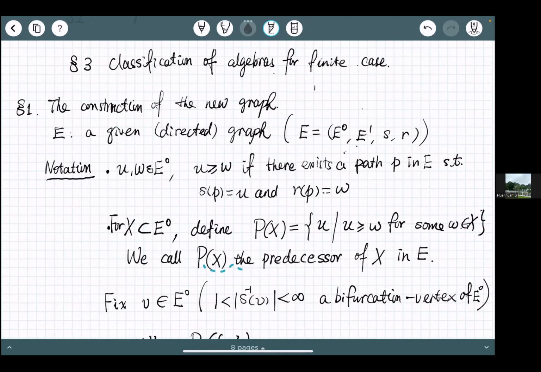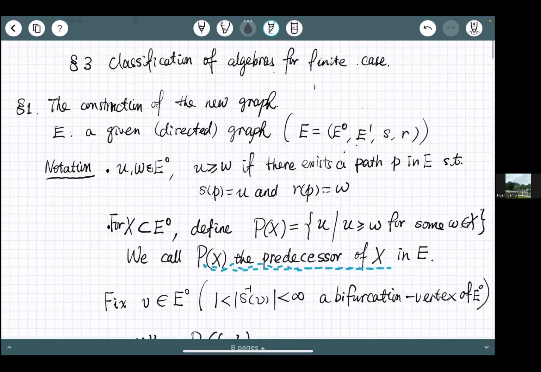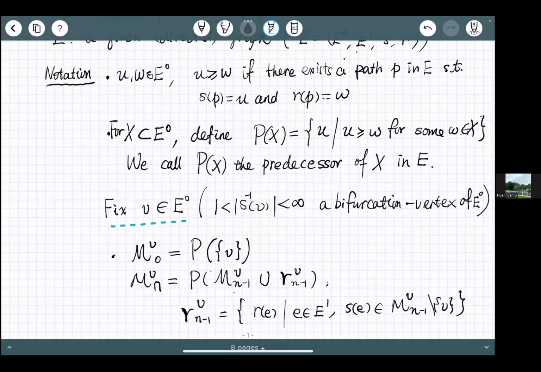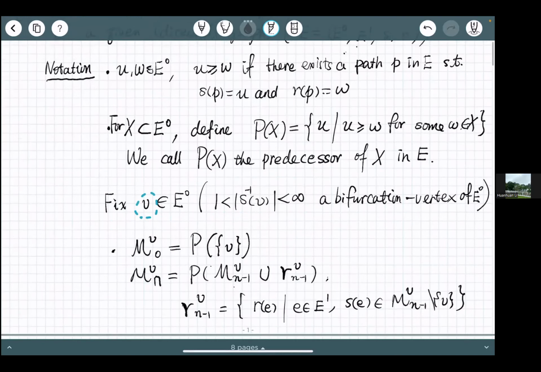So this is what we call the predecessor of X in the graph E. Then in the following, we will fix a vertex v in E0. We assume that it satisfies this: there are finitely many edges starting from it, and at least two edges starting at it. In fact, we call this a bifurcation vertex of E0. So v is fixed, and it is always a bifurcation vertex.